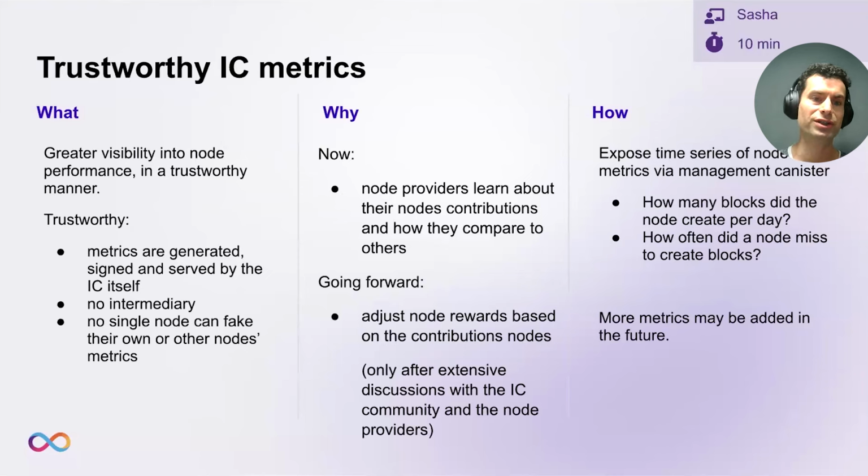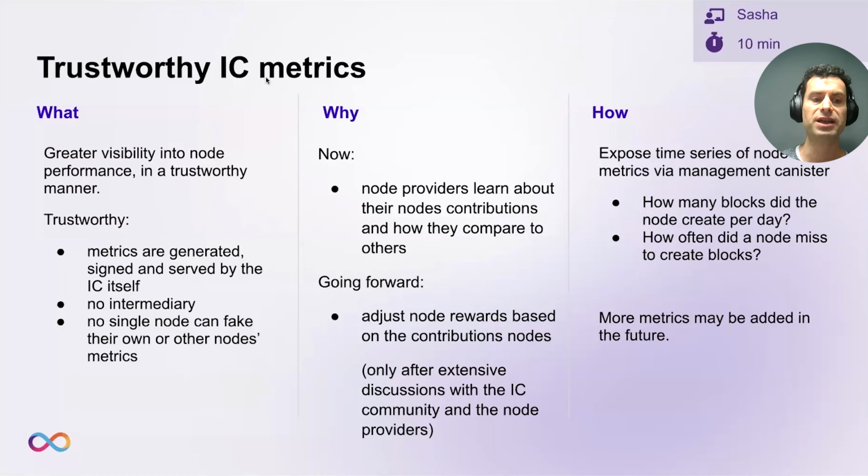So Trustworthy IC metrics is a feature that we are now wrapping up. We'll close it very soon. So what are the Trustworthy IC metrics and why are they trustworthy? What we want to do here is provide greater visibility into node performance in a trustworthy manner. What does that mean?